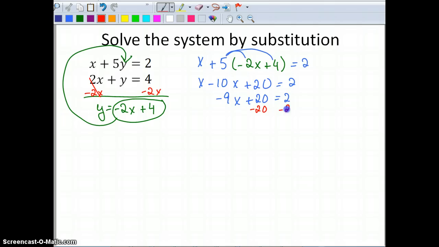Subtract 20 from both sides. So now I have negative 9x is equal to negative 18. Divide both sides by negative 9. So x is equal to, negative divided by a negative is going to give me a positive, 2. Now I need to find out what y is. I can use either of these, but I want to save time, so I'm using y is equal to negative 2x plus 4.